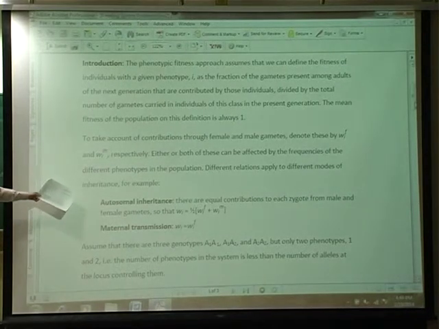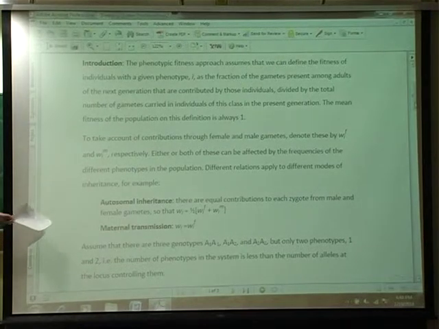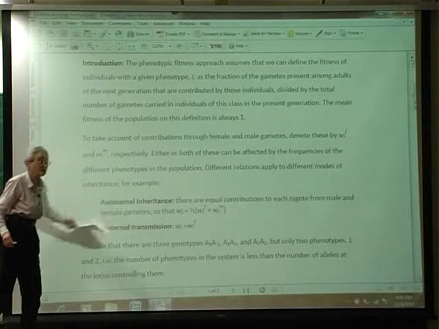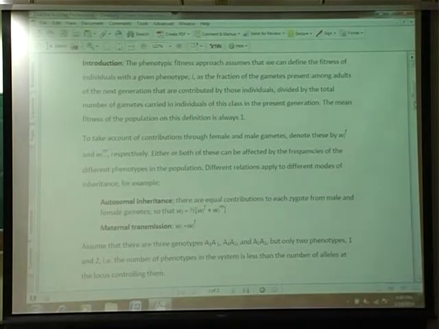Whereas with autosomal inheritance, I should probably have written them the opposite way around, each offspring gets a contribution from a male parent and a female parent, and in the whole population, every individual has a male and female parent, so the fitness contributions altogether will be the sum of both of those for the population as a whole.